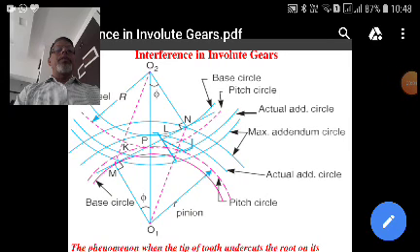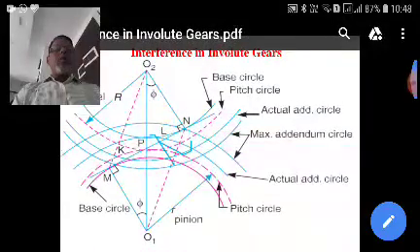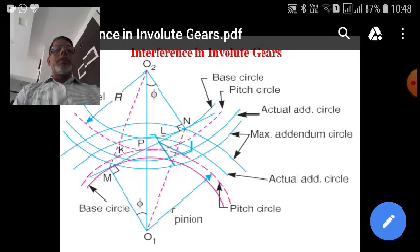Welcome friends. Today we'll see the interference in involute gears. Now first of all, if you see the pitch circle of the pinion and the pitch circle of the gear, they are always meeting at one point, that is called a pitch point, when the two gears are in meshing condition.